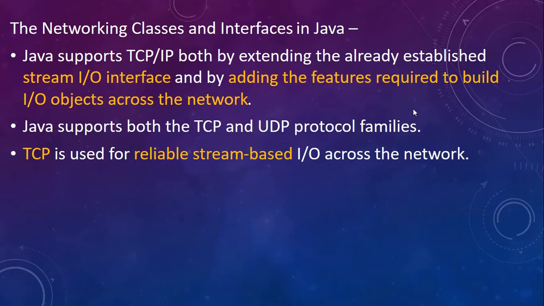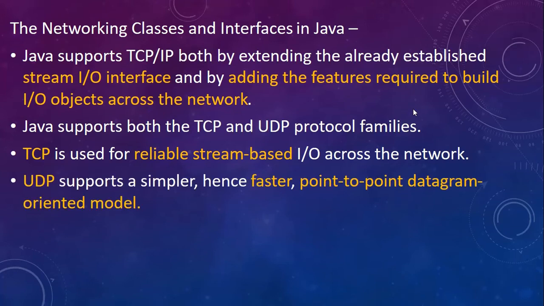As we have already seen, TCP is used for reliable stream-based IO across the network, whereas UDP is a simpler, faster, point-to-point datagram-oriented model, but it is not reliable compared to TCP. So we are going to see the communication between client and server using socket programming. We are going to see this using the TCP as well as the UDP protocols.